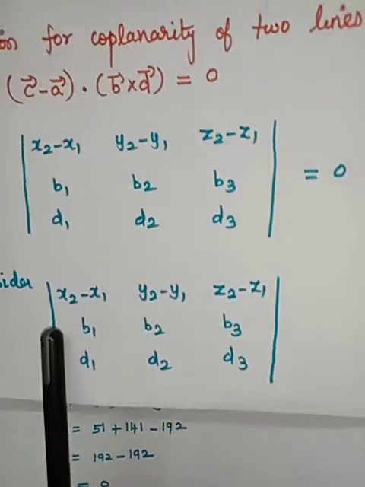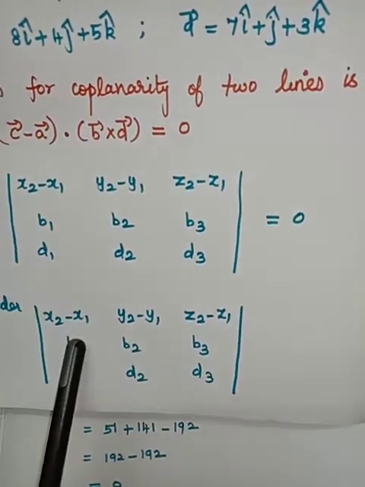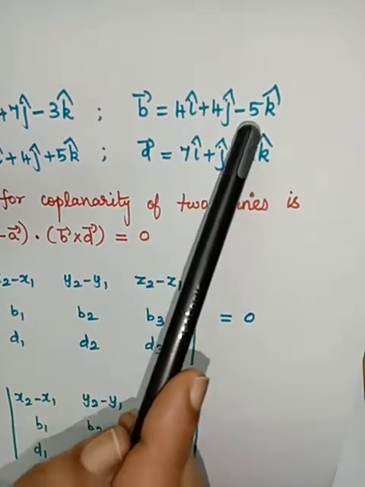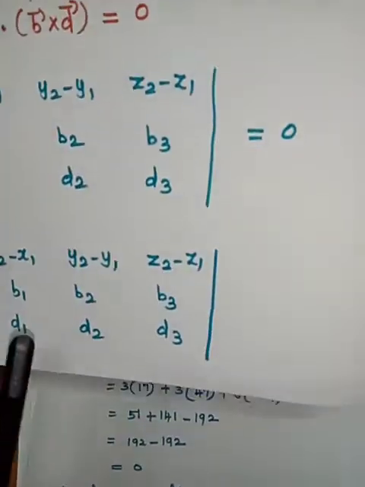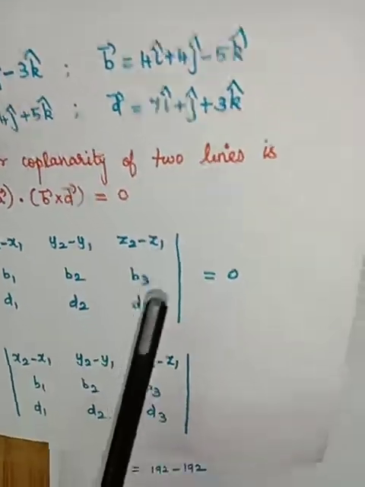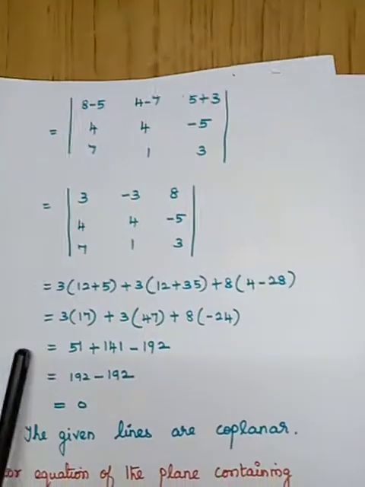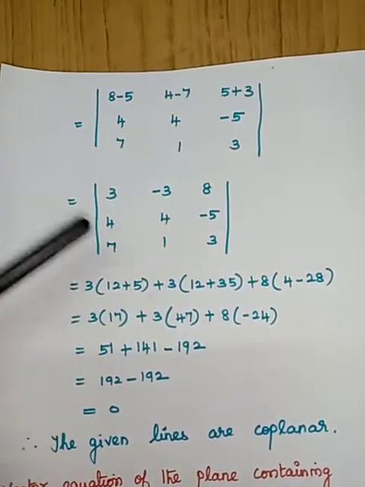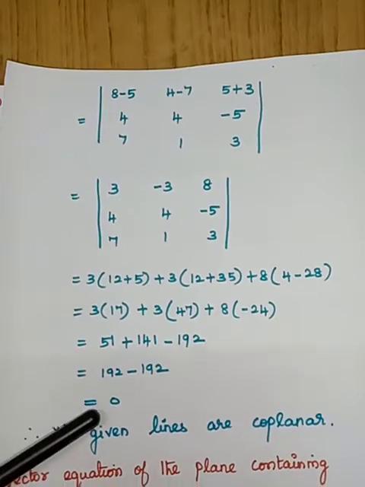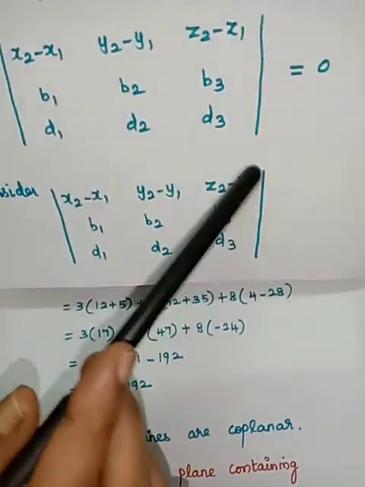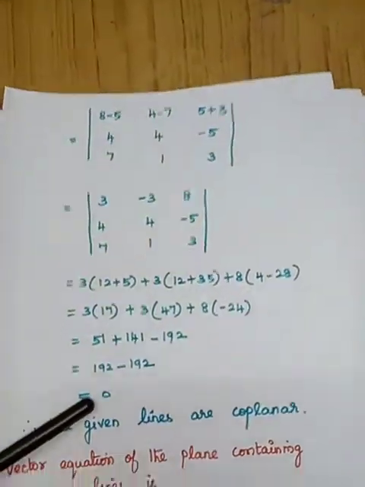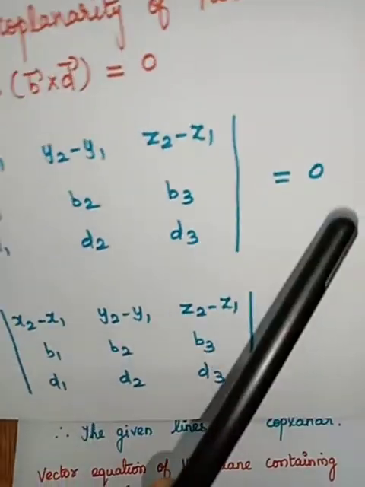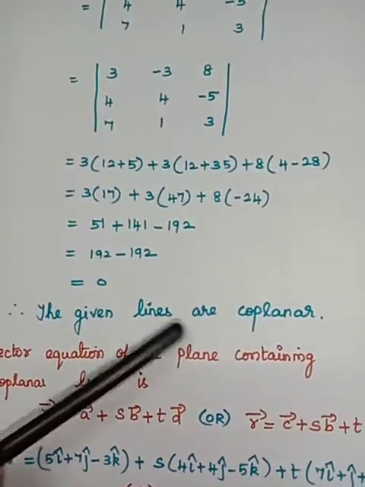Then next, what do you have to write? You have to write b1, b2, b3. These are the components of the parallel vector B vector, so it is 4, 4, minus 5. Next, d1, d2, d3, which has to be taken from the D vector components, so it is 7, 1, 3. When you evaluate, 8 minus 5 is 3, 4 minus 7 is minus 3, 5 plus 3 is 8. When you expand by R1, you will get the answer as 0. So we have considered this determinant, and finally we arrived at a value of 0. So our condition is satisfied. Therefore the given lines are coplanar.